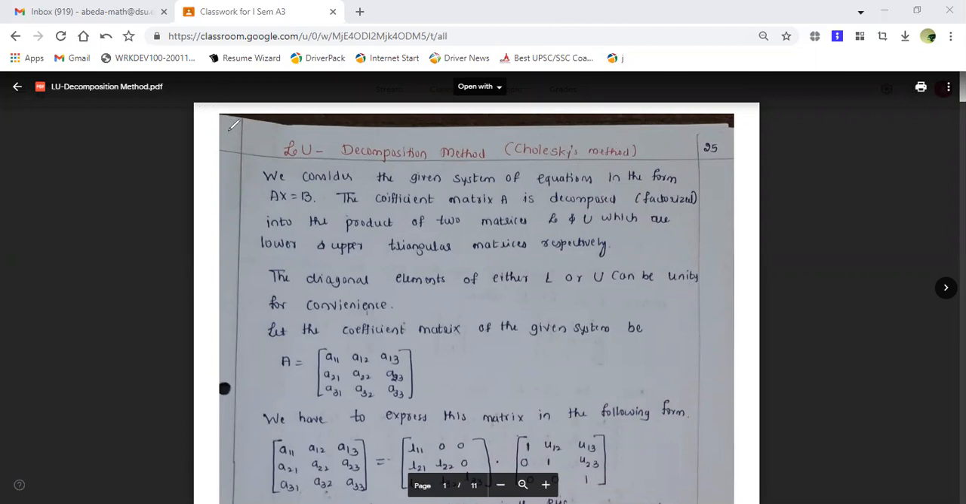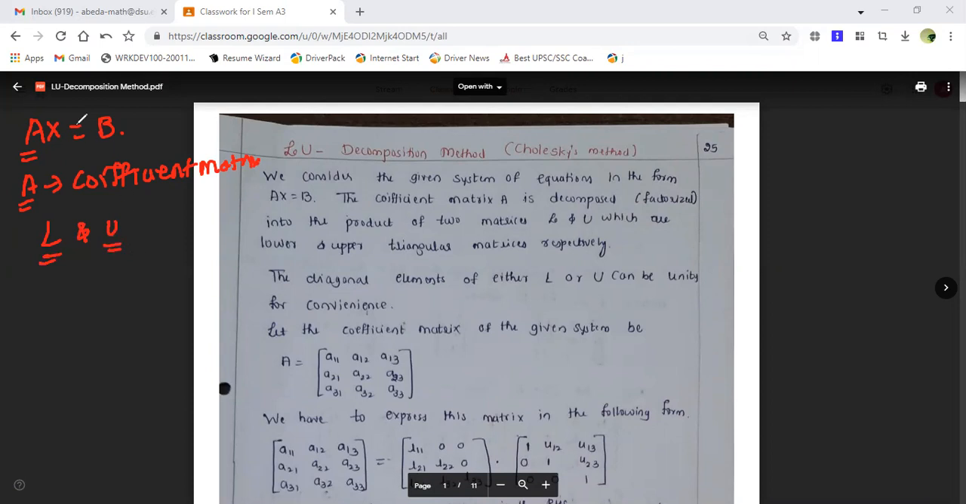Here what we do is we consider the system of equations. As you all know, the system of equations can be written as Ax = B. Here A is called the coefficient matrix, and this coefficient matrix A we will decompose into the product of two matrices, that is L and U, which are the lower triangular matrix and the upper triangular matrix respectively.